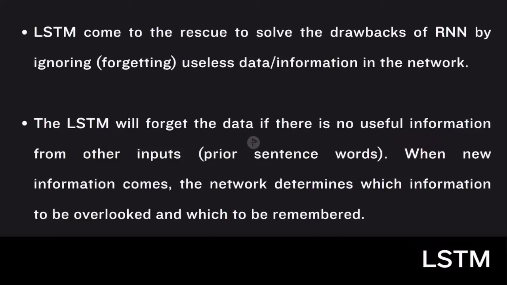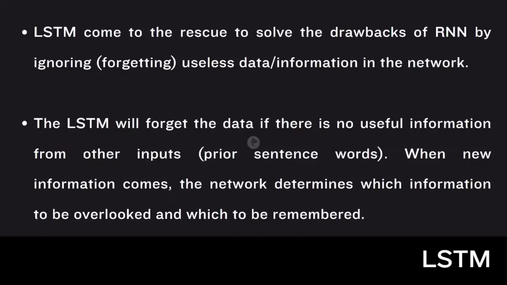LSTM actually came to the rescue to solve the drawbacks of RNN by ignoring or forgetting useless data or information in the network. If you see, ANN doesn't even remember what happened in the past, so it has no context about it. RNN takes everything into account, whatever happened in the past. Both of these cause a problem, right? If you don't remember anything, that's a problem. If you keep everything from the past, it is also a problem. We had the vanishing and exploding gradient from such scenarios.